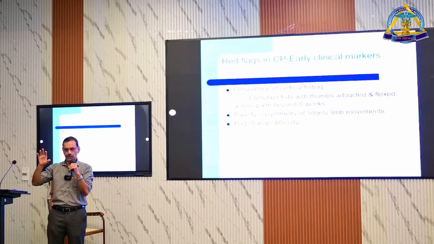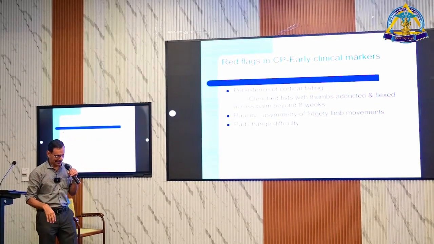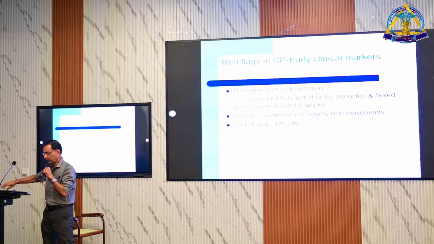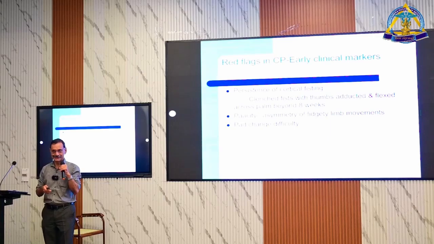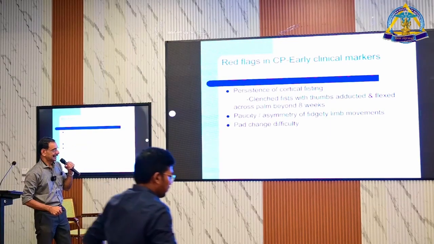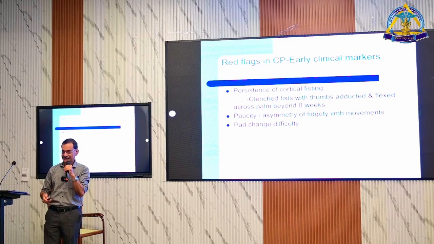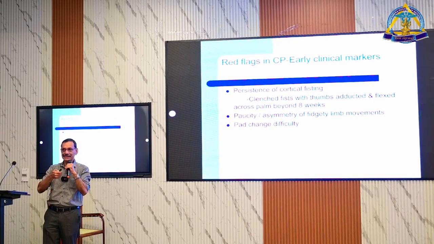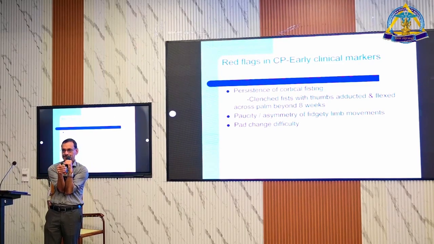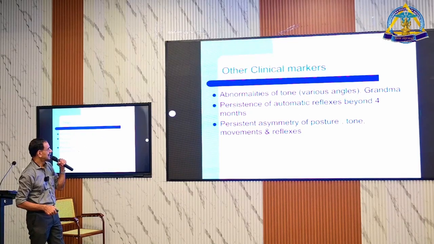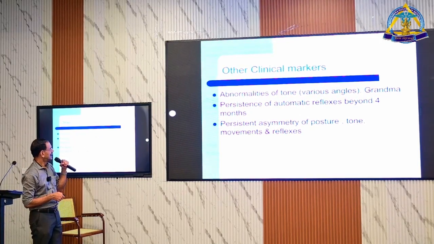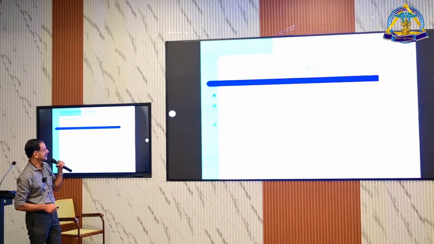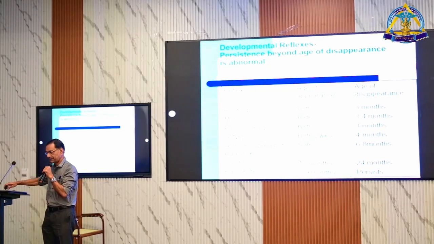Primitive reflexes like Moro, that we will come to. And any positive movements comparing both sides, that is also abnormal. And the mother may complain of difficulty in changing pads, because of adductor spasm. Both limbs are kept together. Angles you can forget. Automatic reflexes I'll just show. This we will skip. Yeah, these two things you can ask.